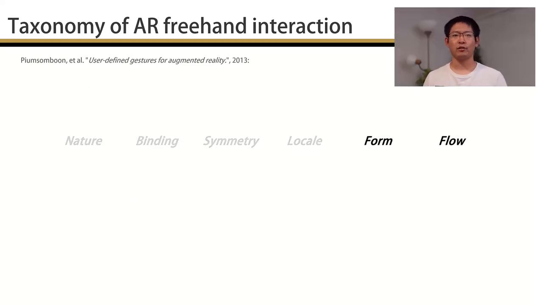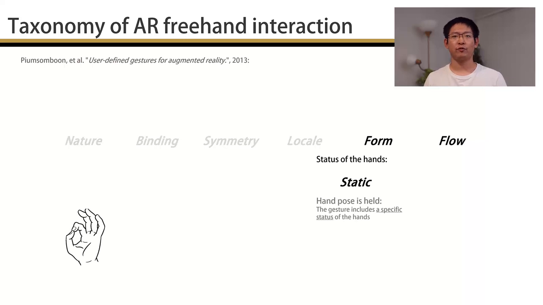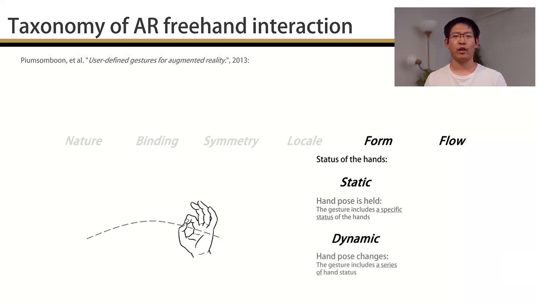The remaining two dimensions are spatial. The form dimension describes the status of the hand during an interaction. The hand gesture with a static form only includes a specific status of the hands. There's no temporal information in it. And hand gestures with a dynamic form have a series of changing hand statuses. The temporal changes of these gestures are important.